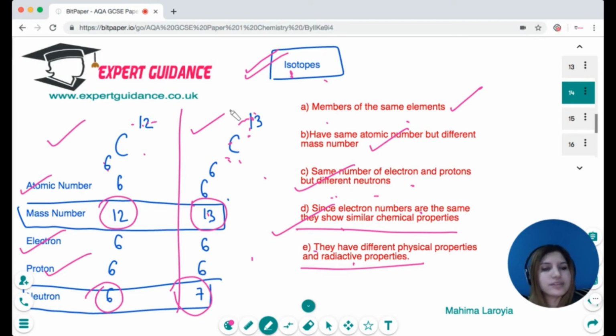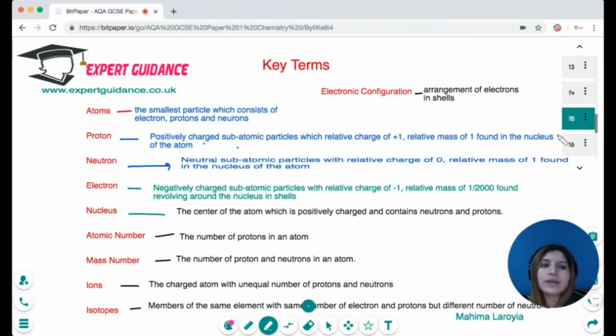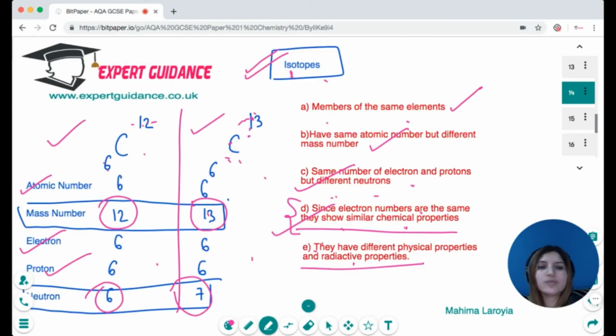What is the difference in the isotope? The mass number is different, neutron number is different, physical properties are different. Why chemical properties are the same? Because the electron number is the same, and for the chemical reaction, it is the electrons that take part. Okay, so I hope the concept of isotopes is clear to you. Now, this is all you need to do in this topic.